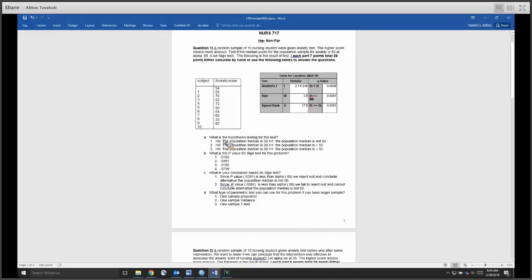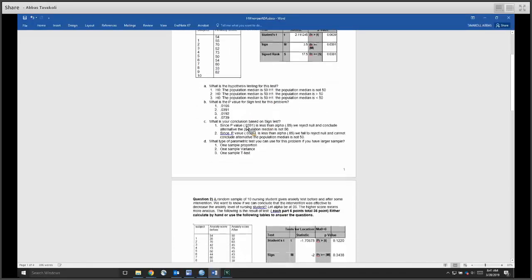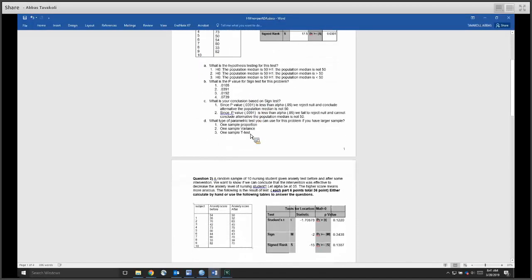So for the first part, you have to set up your hypothesis, whether it's two-sided or one-sided. Remember, for two-sided, there is no direction. We don't know if it's higher or lower. So there is a keyword to determine if it's directional or not. If you don't see that keyword, that means it's a two-sided test. Then you report the p-value for the sign test and draw your conclusion. In the last part, you would choose the parametric test comparable to the non-parametric test here.